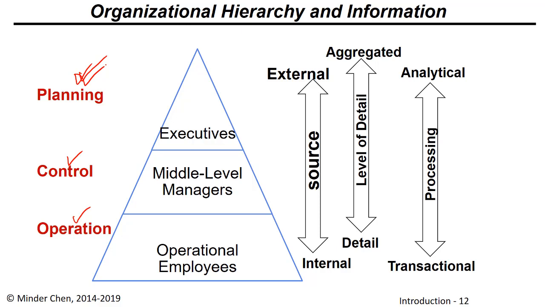And also from the information viewpoint, top level managers need a lot of information from external sources, and they usually receive information at a more aggregated level, and they probably need more analytical data. At the operational level, employees receive information from more internal sources, and more detailed information, and the information is more about business transaction events.